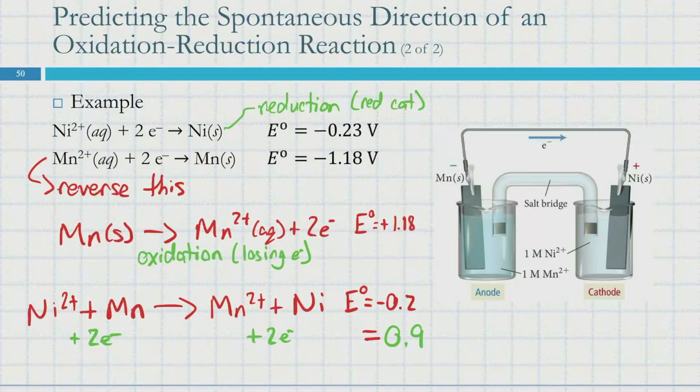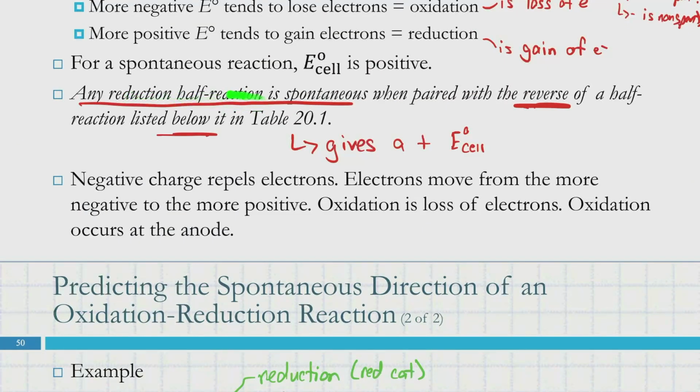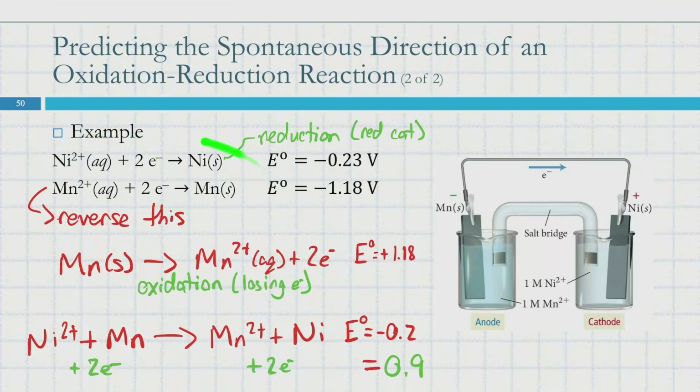Yeah, I reversed the 1, so I reversed the manganese one, because our rule of thumb from this previous slide is that any reduction half reaction is going to be spontaneous when it's paired with the reverse of one below it. So these are in the order that we would see them on the table. If we reverse this bottom one, that changes the E cell, or the standard electrode potential, to a positive, and then we get an overall positive cell potential.